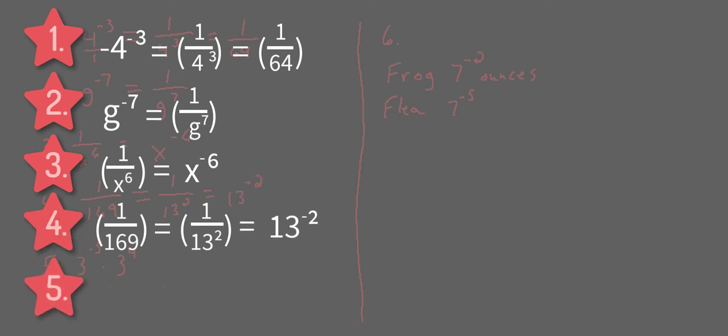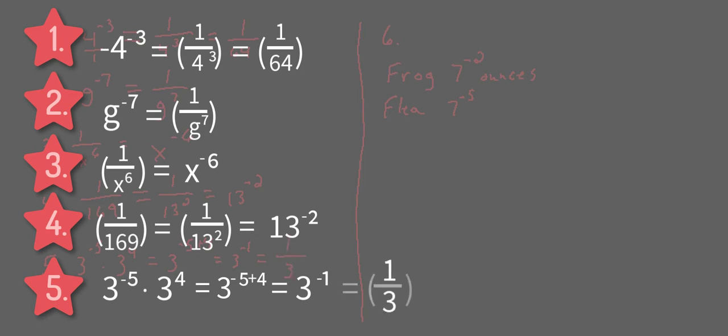Number 5, we have a multiplication problem. So we can go ahead and use the laws of exponents in which we have the same base and we're multiplying, we add the exponents. So this is the same thing as 3 to the negative 5 plus 4, which equals 3 to the negative 1. And then we move it to the denominator, change the sign, so this is 1/3.